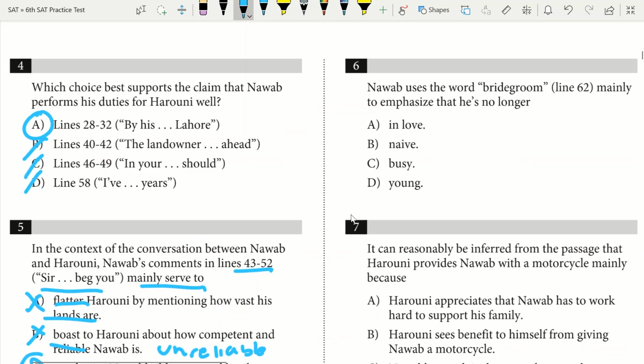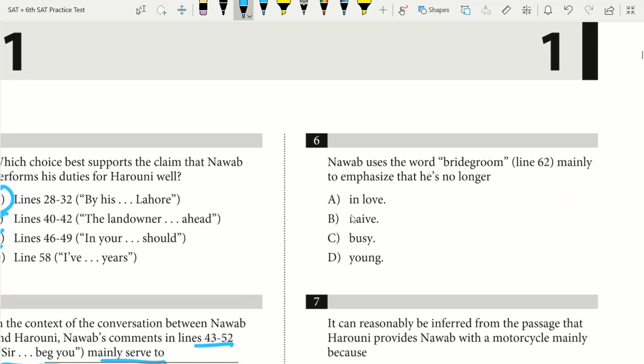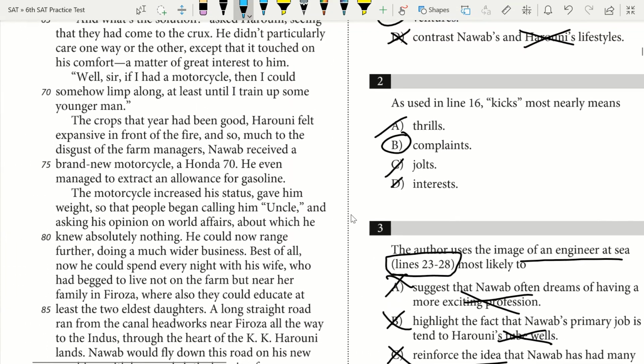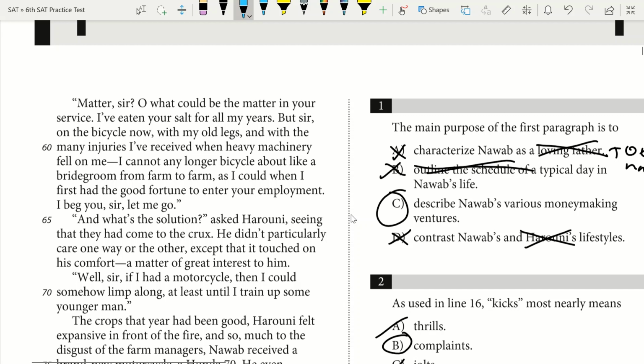All right, question 6. Nawab uses the word bridegroom mainly to emphasize he's no longer what? All right, this is a words in context question. It said bridegroom was in line 62. I'm going to find that real quick, figure out my answer. So, I cannot any longer bicycle about like a bridegroom from farm to farm, as I could when I first had the good fortune to enter your employment.